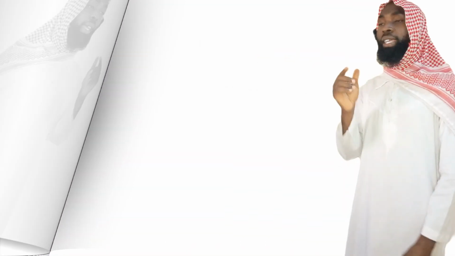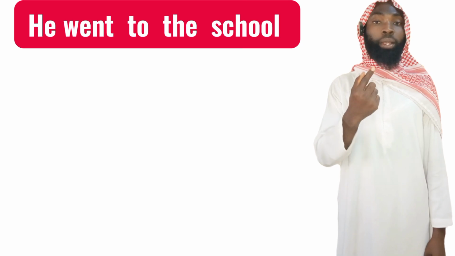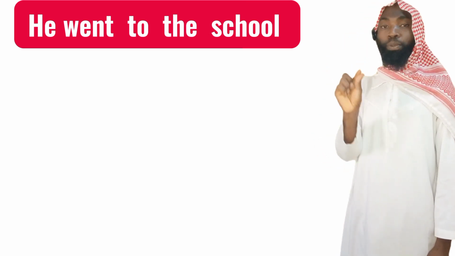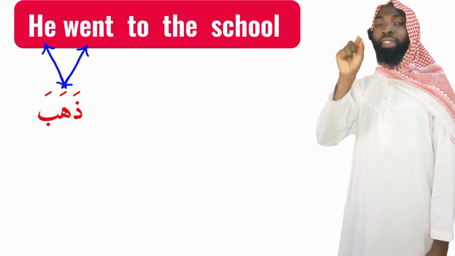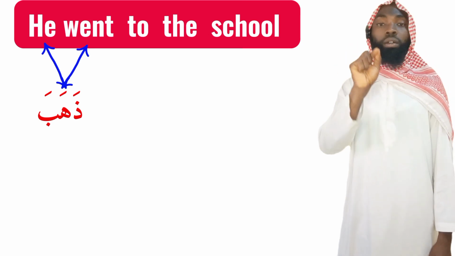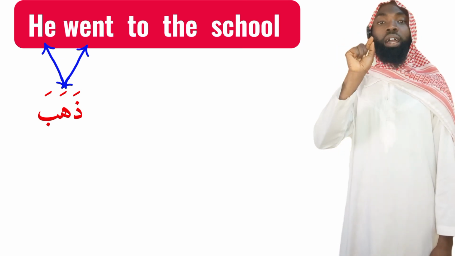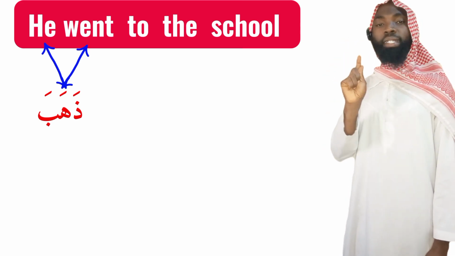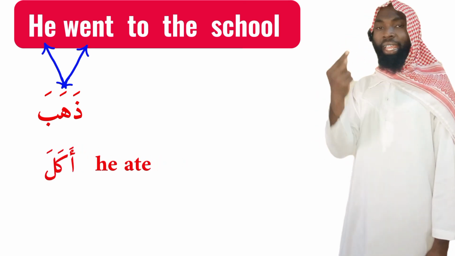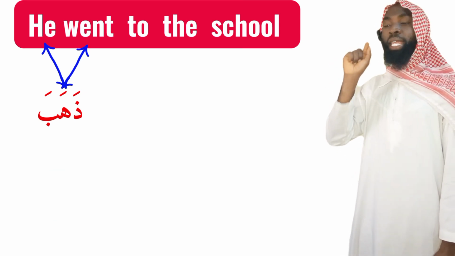Let's dive in. The first sentence given that day was, he went to the school. How do you say this in the Arabic language? In Arabic, we have a simple word for he went. We can simply say ذهب. ذهب stands for he went because it stands for the third person singular male. When you have a male and you want to say that he went, you simply say ذهب. Just the way you say akala, he ate. Qatala, he killed. So here we have Dhahaba, he went.